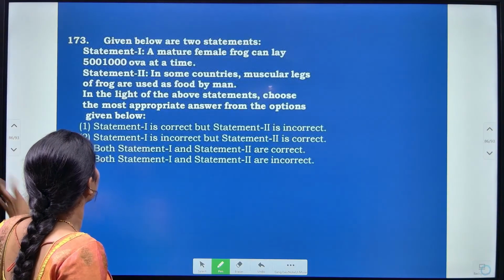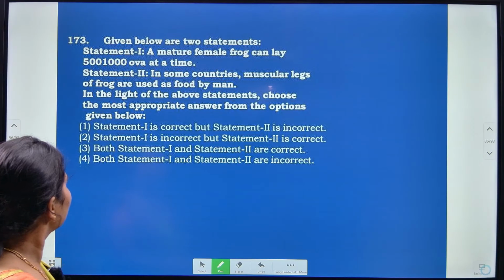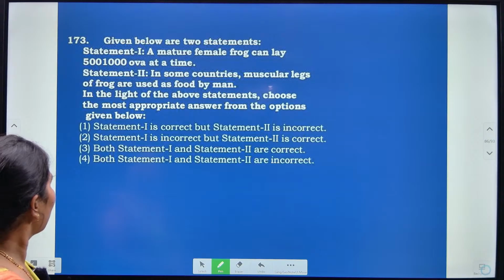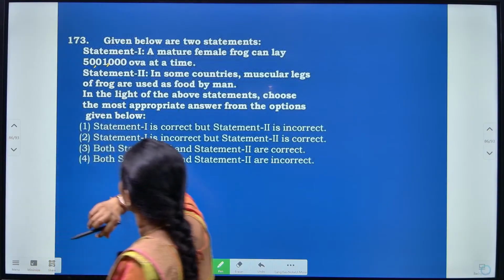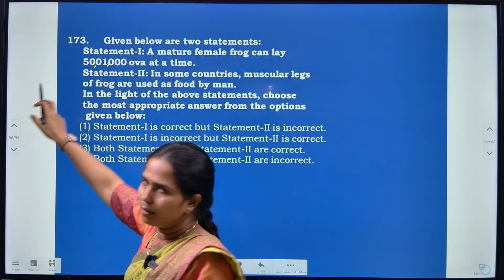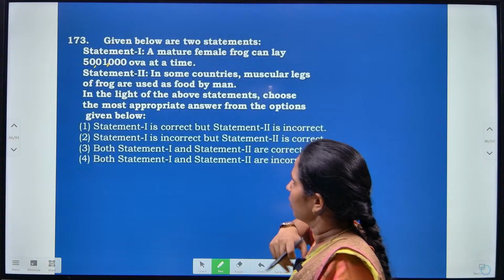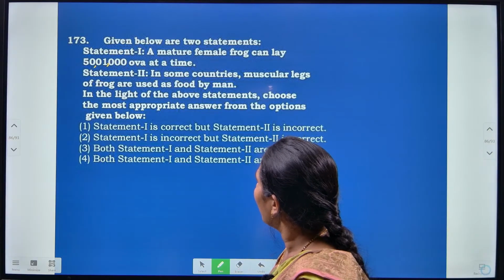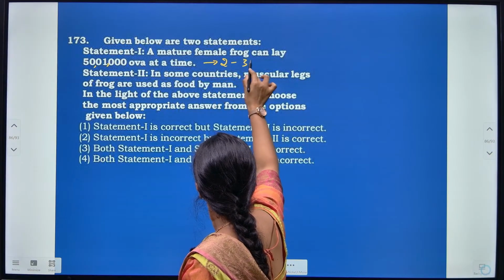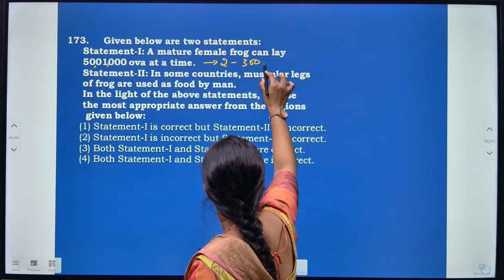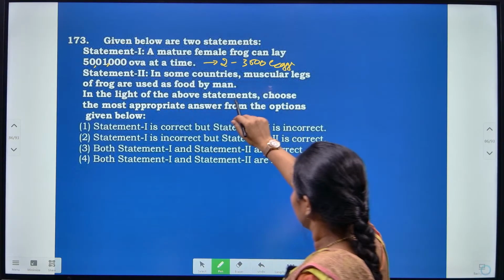Right. Now question number 173 here. Statement 1, a matured female frog can lay nearly 50 lakh thousand ova at a time here. Not that much, it is hardly 2000 to 3000 eggs, not in lakhs together. So it is wrong here.